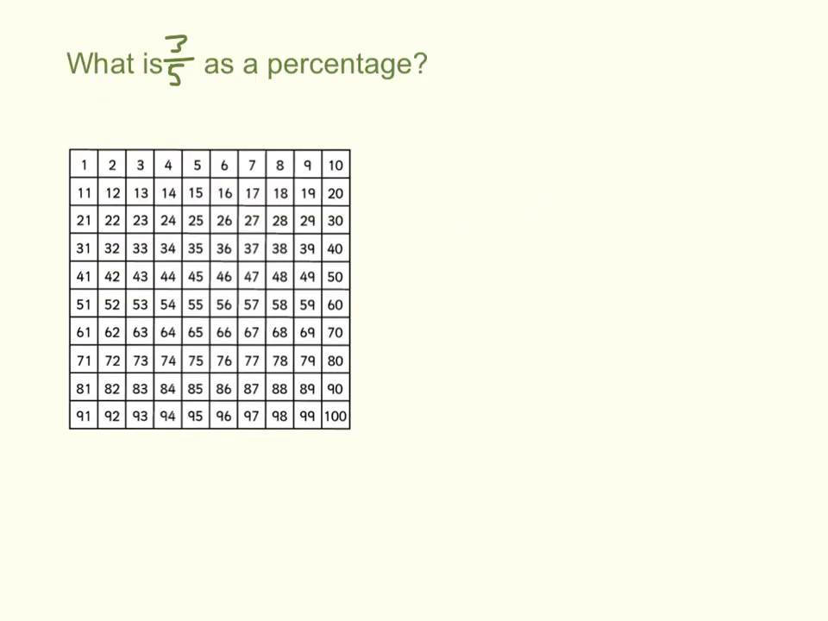Now your next question is, what is 3/5 as a percentage? To give you a bit of a visual clue here, I've put a 100 square down there. We know that percent means out of 100. So first of all, of course, you're going to have to work out what 1/5 is by splitting the 100 into 5 pieces. And then you'll be able to work out what 3/5 is as a percentage. Pause the video and have a go.